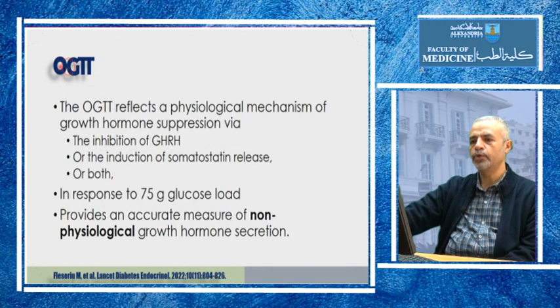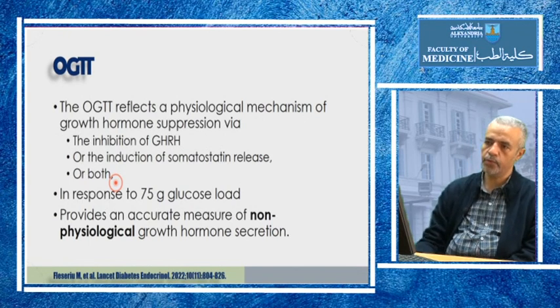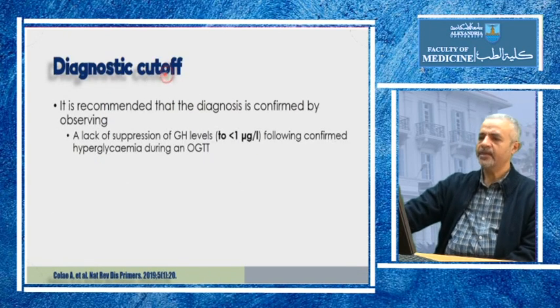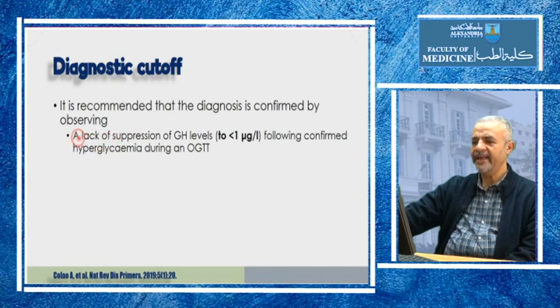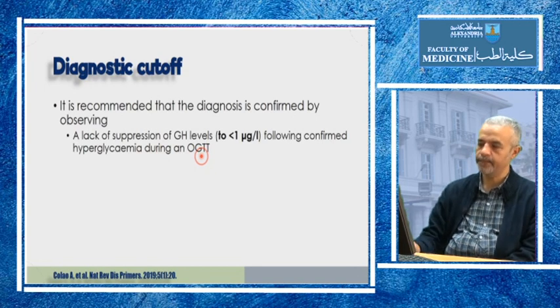So you have to go for an oral glucose tolerance test. What does glucose load lead to? It leads to inhibition of GHRH, the stimulatory one, or an induction of somatostatin, the inhibitory one, or actually it may achieve both, and so it is expected to suppress the growth hormone. About the diagnostic cutoff, a lack of suppression of growth hormone to below 1 microgram per liter, or nanogram per ml, following confirmed hyperglycemia during oral glucose tolerance test is diagnostic of growth hormone excess.